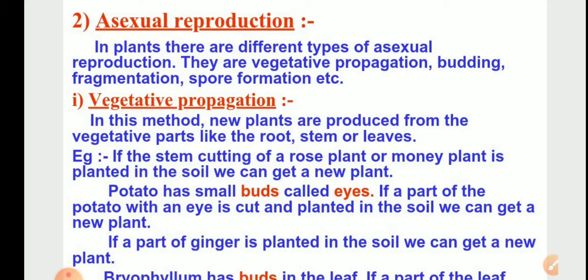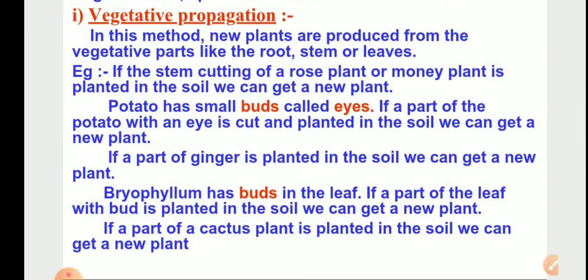Vegetative propagation: in this method, new plants are produced from the vegetative parts like the root, stem or leaves. In this method, new plants are produced from the vegetative parts of the plant. And what are the vegetative parts of a plant? They are root, stem and leaves.